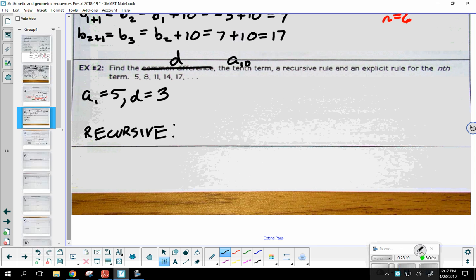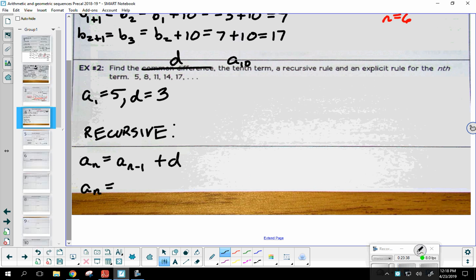Now for the recursive, this is the form that I think is going to be best for you. To find the nth term, I want to find the a sub n minus 1 term. This is the previous term plus d. The recursive formula is very easy to set up. There's never any manipulation or simplifying like the explicit.